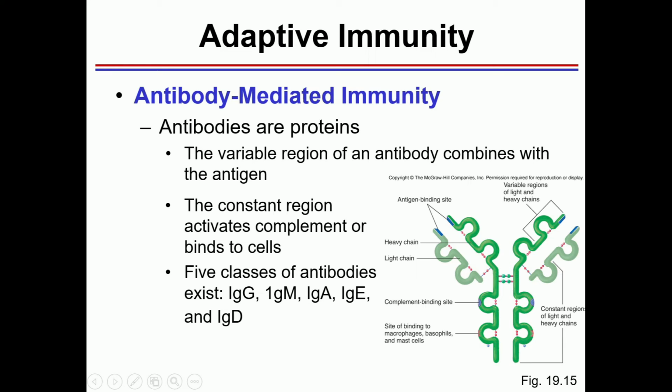Adaptive immunity. Antibody-mediated immunity. Antibodies are proteins. The variable region of the antibody combines with the antigen. The constant region activates complement or binds the cell. There are 5 classes of antibodies: IgG, IgM, IgA, IgE, and IgD.